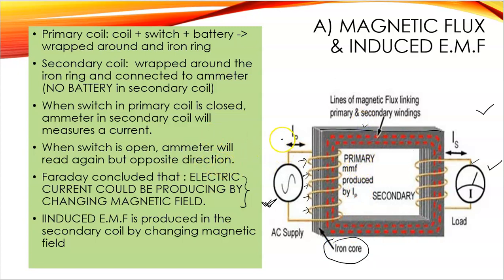And this part over here is called the primary coil. Whatever is produced over here is the primary source. So let's say I have produced a current from this AC supply, the current will be named the primary current, and the number of coils over here is also named the primary coil. And then on the other side, we will call this part the secondary part.